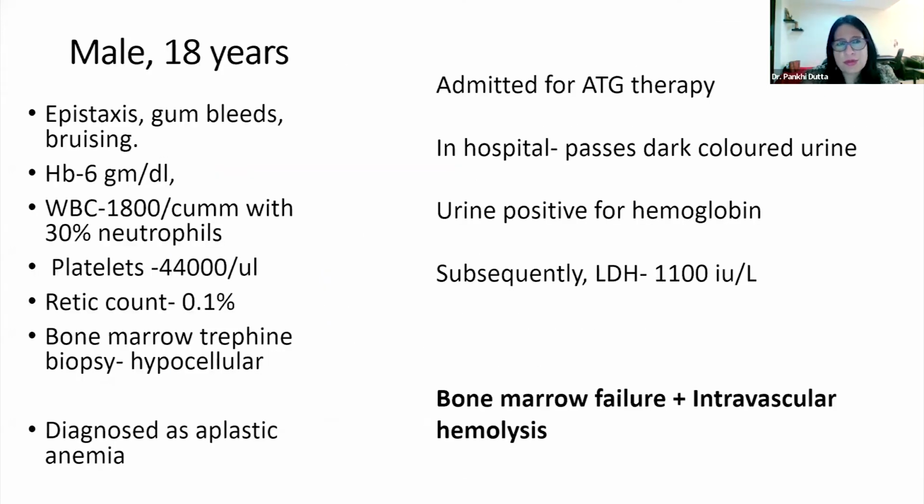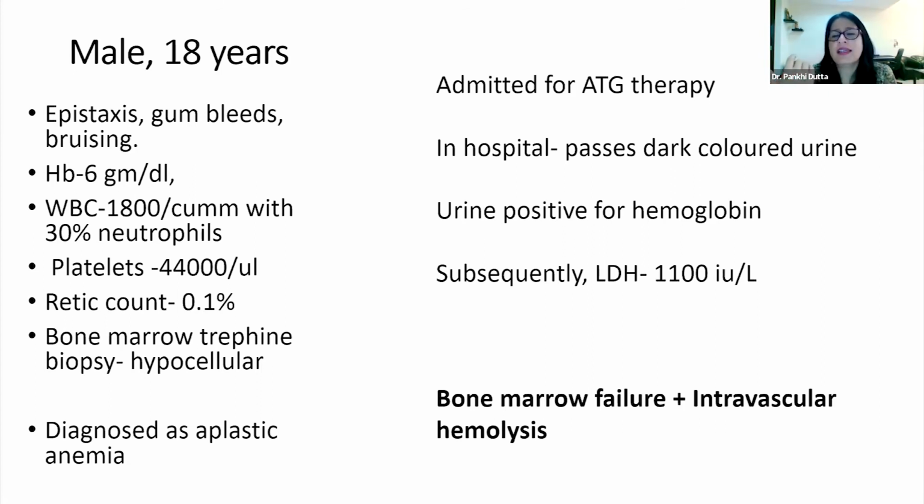Then I'm coming to the end of my presentation, a very peculiar kind of hemolytic anemia. Again, this was a real life case many, many years ago. An 18-year-old male had epistaxis, gum bleeds, pancytopenia with a low retic count, and the bone marrow showed a markedly hypocellular marrow, and he was diagnosed as a case of aplastic anemia. He was admitted in the hospital for aplastic anemia therapy. Strangely, it took some time to arrange ATG, arrange money.